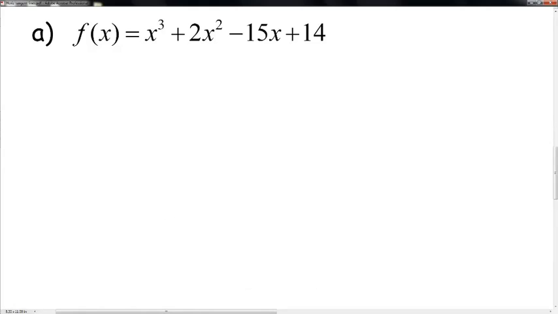So I'm looking at f prime of x is equal to 3x squared plus 4x minus 15. And I want to set that equal to 0. If you have issues trying to figure out how to factor this, because you don't know how to factor with an a other than 1, what you can do is factor by grouping.